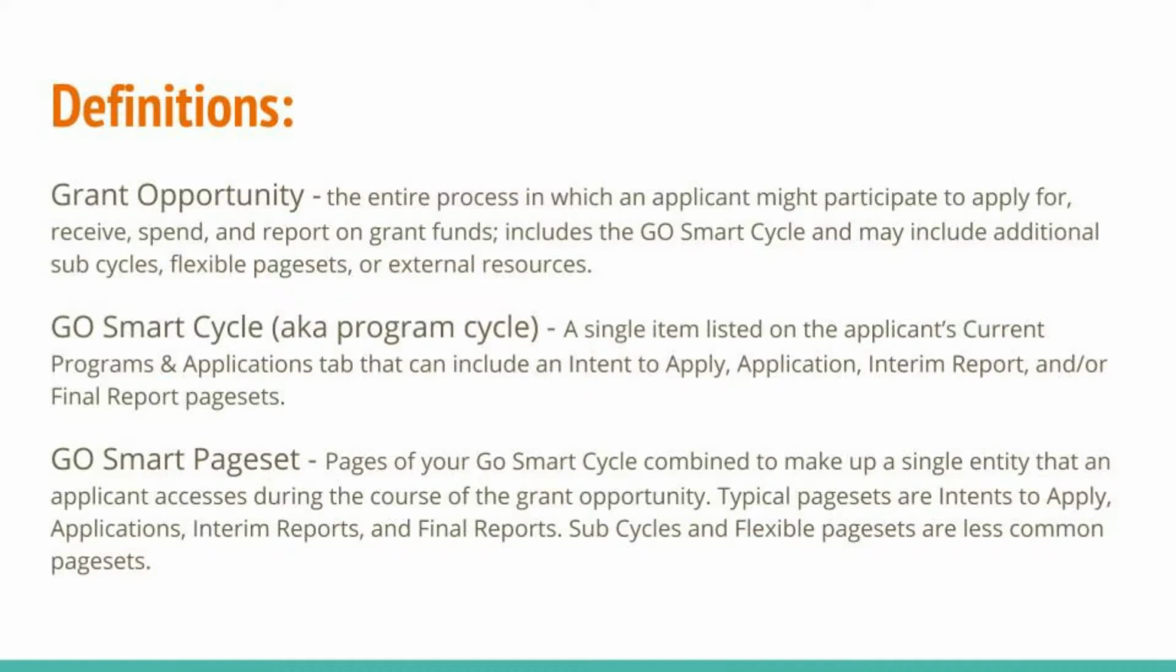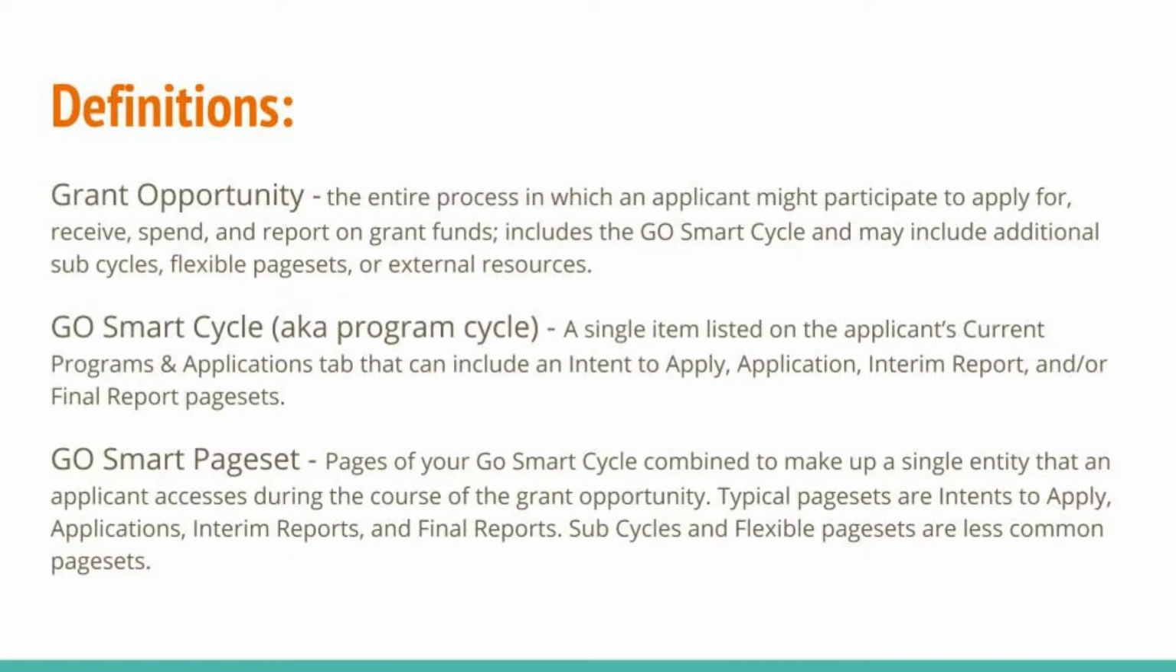So within Go Smart, a cycle is a single item listed on the applicant's current programs and applications tab, and that can include an intent to apply, an application, an interim report, and or a final report. So a grant opportunity very well should include a Go Smart cycle, and then on top of that may go on to include a subcycle or a flexible page set. Let me show you what I mean.